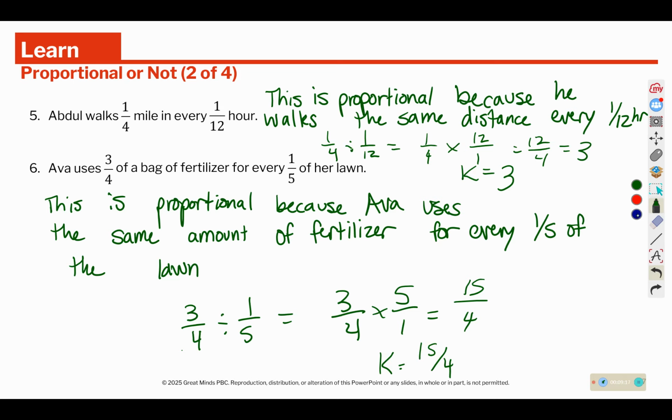If you want it as a mixed number, 4 times 3 makes 12. Then to get to 15, we need 3 additional. 12 plus 3 makes 15. So you could write it as an improper fraction or as a mixed number. But that constant of proportionality is equal to 3 3/4, or 15/4.